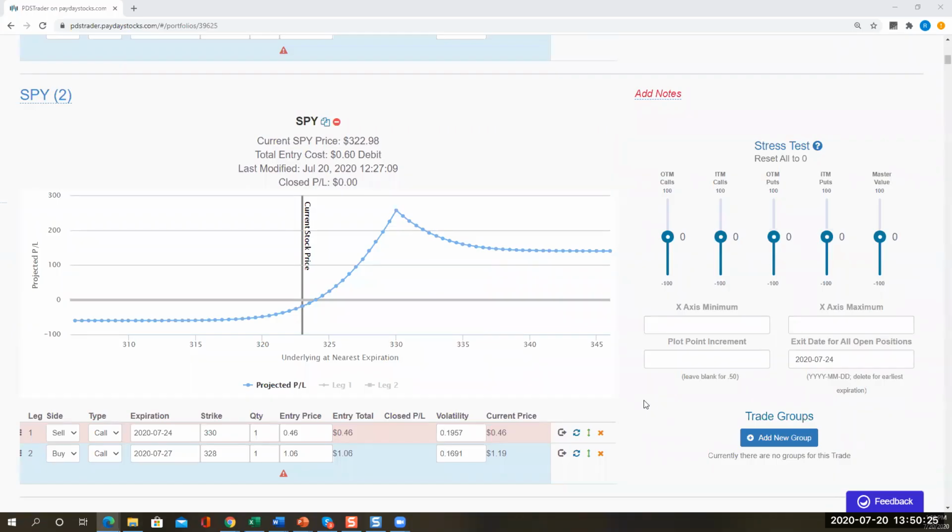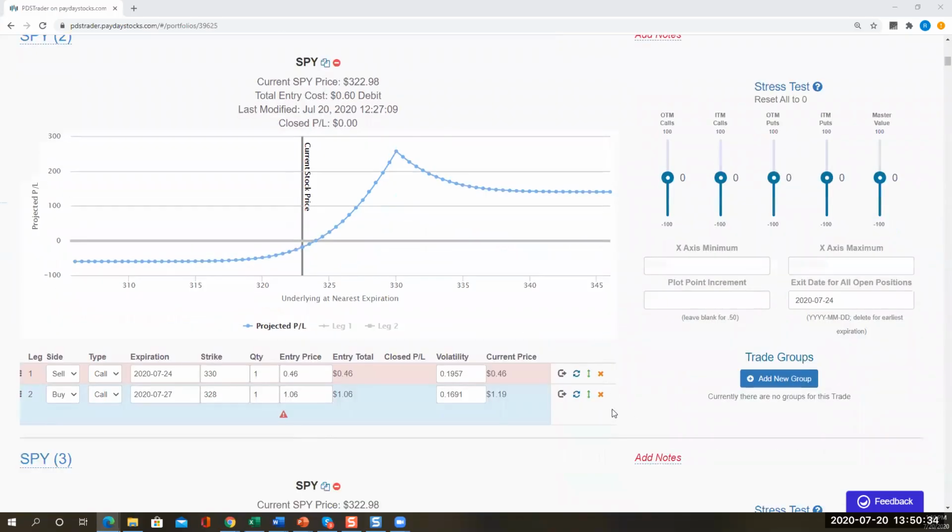Again, this morning, market came down, and this was filled, two of them giving me that debit. You'll notice the structure.